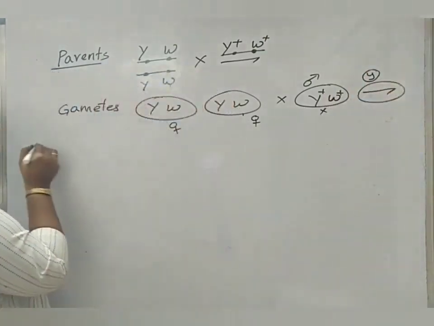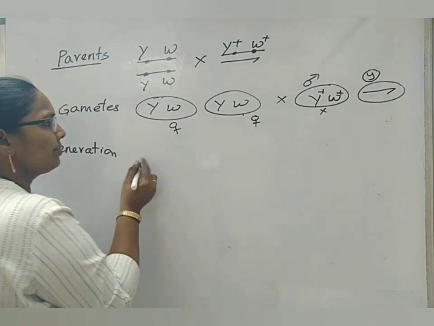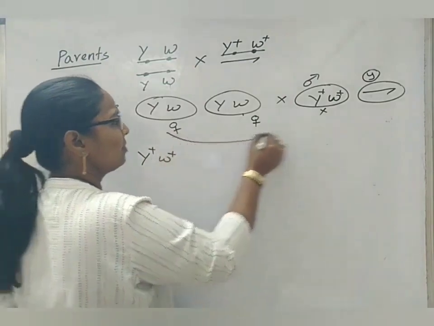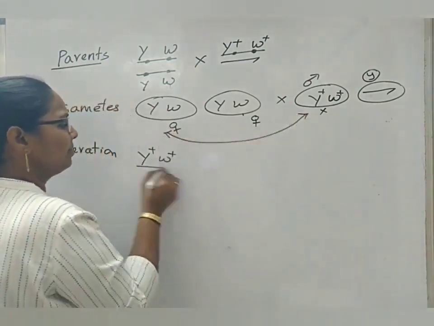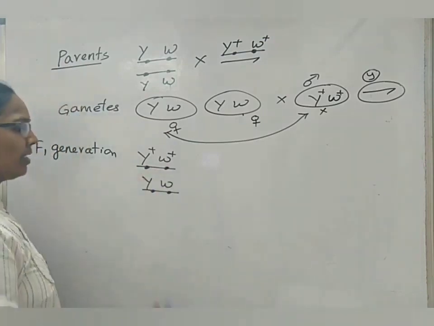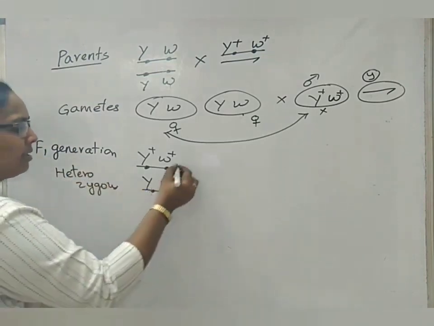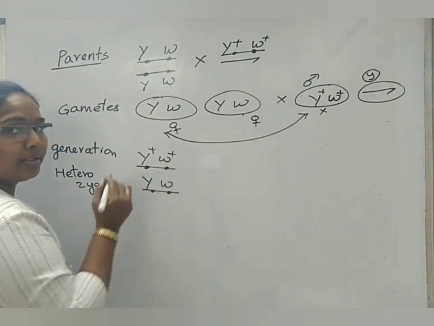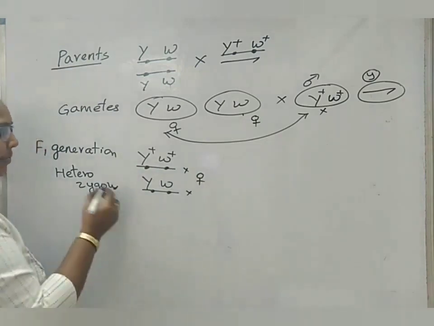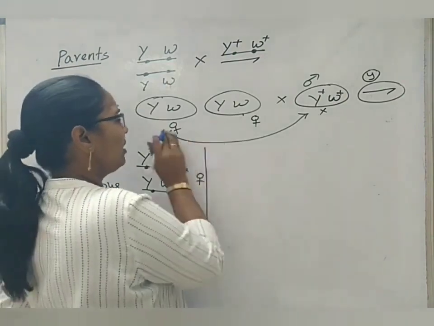Now let's cross here. In the F1 generation, if we cross these types of gametes, we get this type of allele arrangement, representing a heterozygous female, because there is a dominant allele arrangement and a recessive allele arrangement on the X and X chromosomes. So this indicates a female organism. This is a heterozygous female offspring. Now, we'll see another cross.